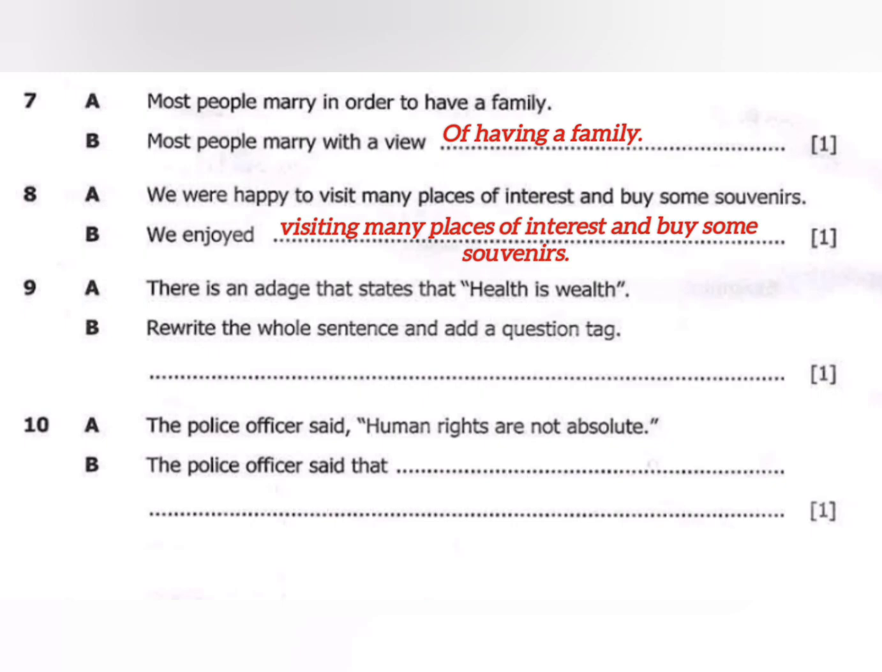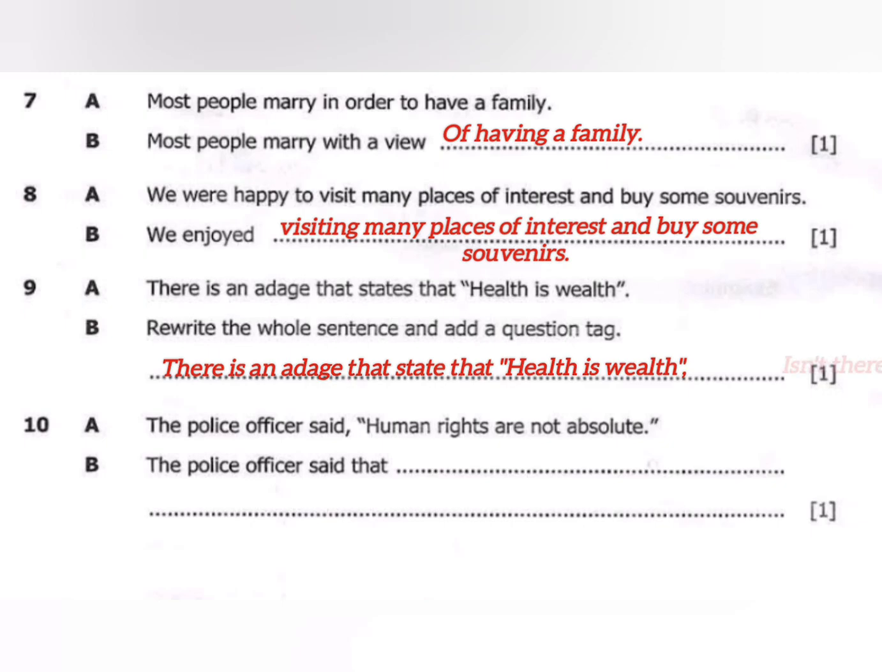Then as for question 9, A, there is an adage that states that health is wealthy. So we need to rewrite the whole sentence and add a question tag. The first thing, you're supposed to rewrite the sentence and then you put a question tag at the end. So I'm going to say, there is an adage that states that health is wealthy. Then you put a comma. Then you put a question tag.